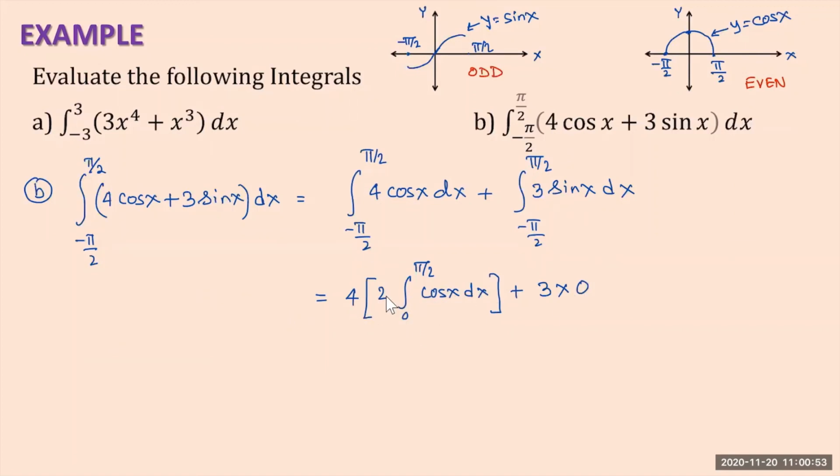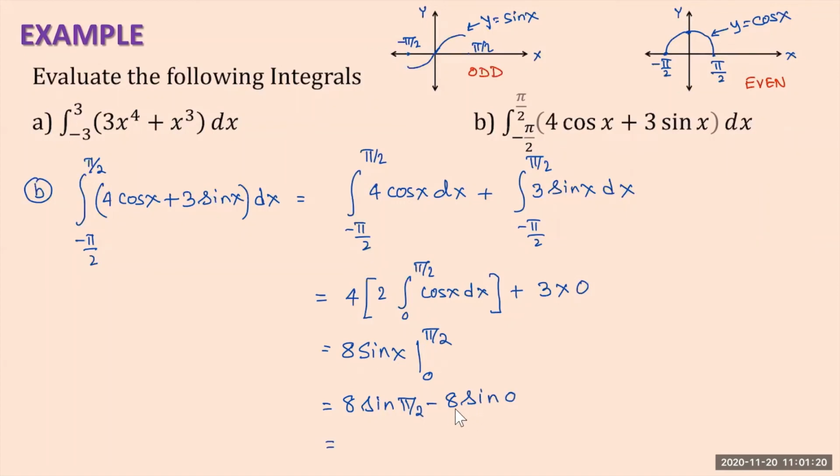4 times 2 is 8. Integration of cosine x with respect to x is sine x. And we have to evaluate that between 0 and pi over 2. We can evaluate this using the fundamental theorem of calculus. So we plug in the upper limit. It becomes 8 sine pi over 2 minus 8 sine 0.